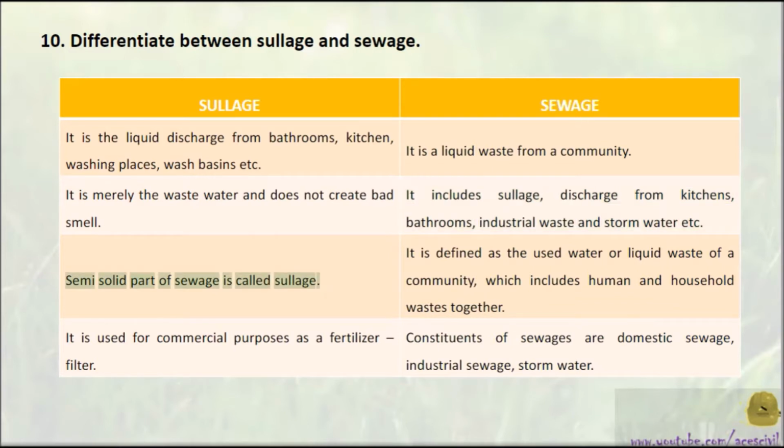Semi-solid part of sewage is called sullage. Sewage is defined as the used water or liquid waste of a community, which includes human and household wastes together. It is used for commercial purposes as a fertilizer.